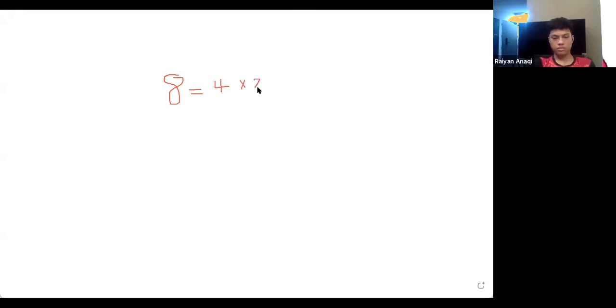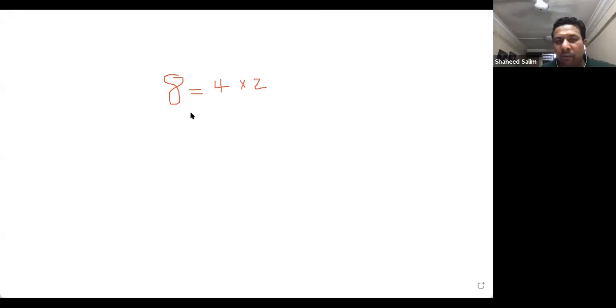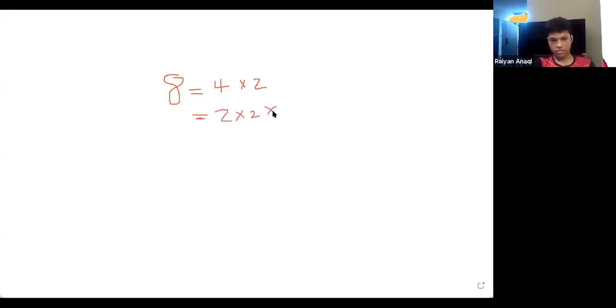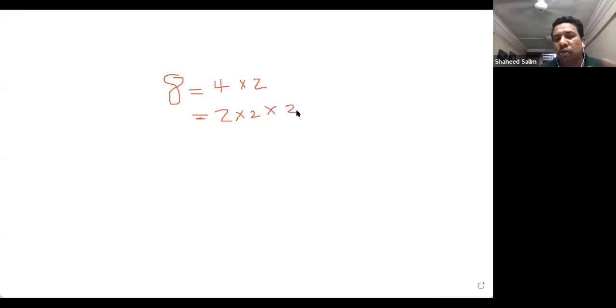Any of these numbers can break down somehow. 4 can break down somehow, right? You get 2 times 2. So can any number break down somehow or cannot? Cannot, because if you use 1, you get the same number. So don't use 1. When finding factors, we don't use 1. So down here it means 2 to the power of 3. This is called prime factorization.